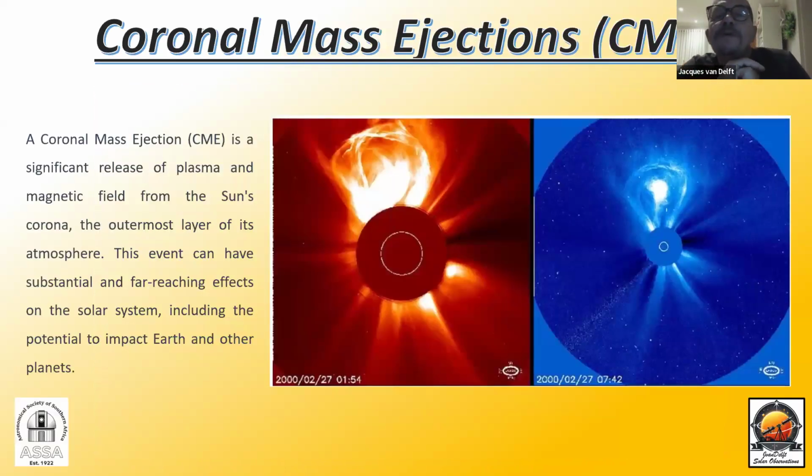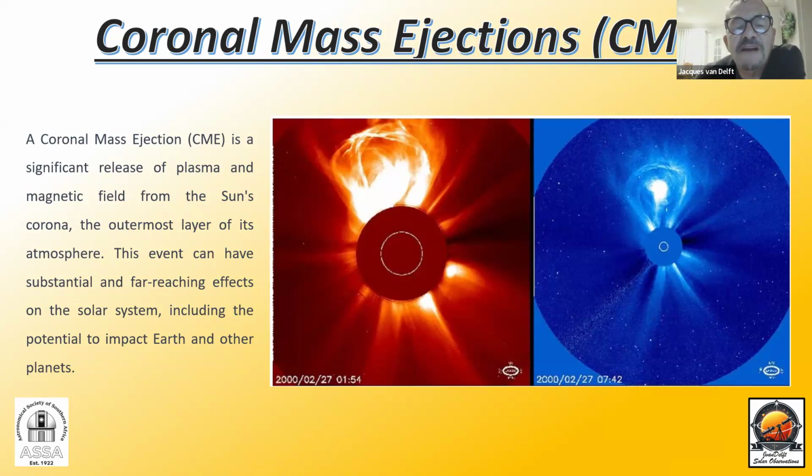Okay, let's talk about the coronal mass ejection, because those are caused by those solar flares. A coronal mass ejection is a significant release of plasma or energetic energy and the magnetic field from the sun's corona, the outermost layer of the atmosphere. This event can have substantial and far-reaching effects on the solar system, including the potential to impact Earth and other planets.